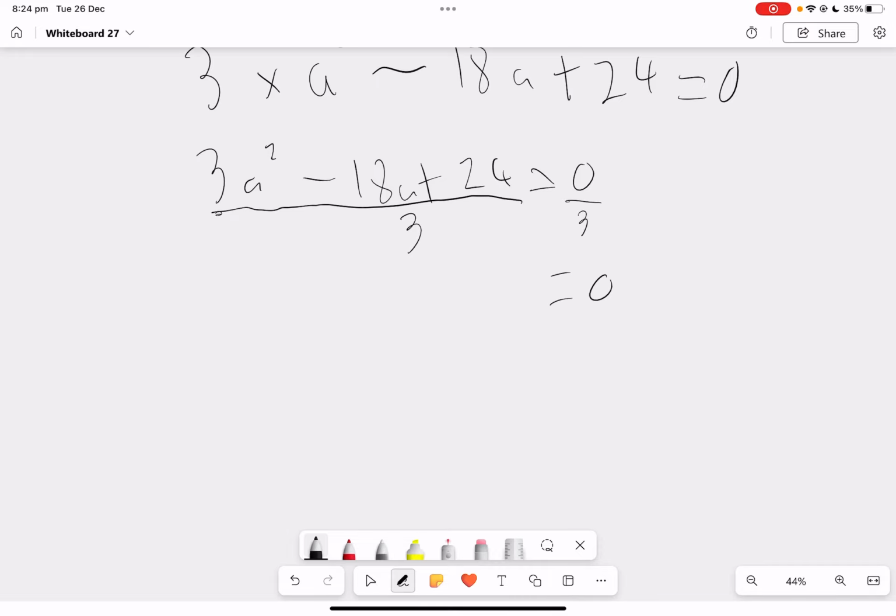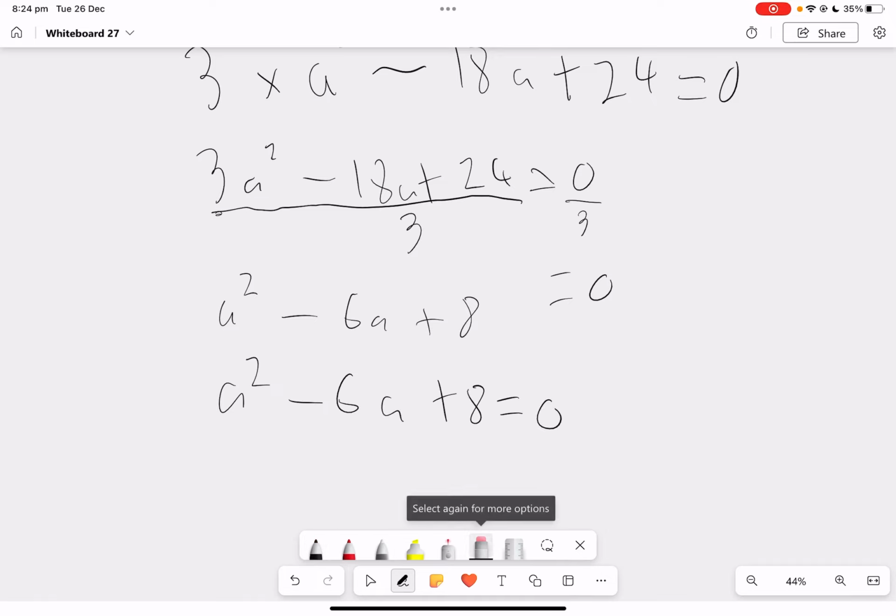Now let's do the left-hand side. 3a squared divided by 3, that's just a squared. Minus 18 divided by 3, that's just negative 6a. Then 24 divided by 3, that's just positive 8. That's really wonky, so I'm going to rewrite it. A squared minus 6a plus 8 is equal to 0.